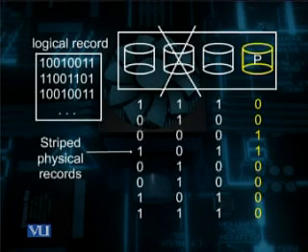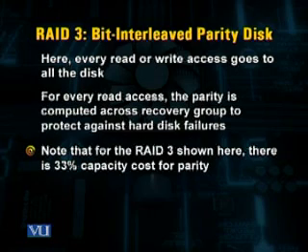So, for example, over here, the information on the first disk is as given in the logical records in the first array. The corresponding information for the second row is in the second disk, and similarly in the third one, it is the third row which is stored. For each of these three values available over here, a parity bit is calculated and stored in the parity disk. Note that for the RAID 3 shown here, there is a 33% capacity cost for the parity, because in this example, the original array has three disks, whereas the fourth disk is the parity disk. Therefore, the cost for parity is 33% of the cost of the array.